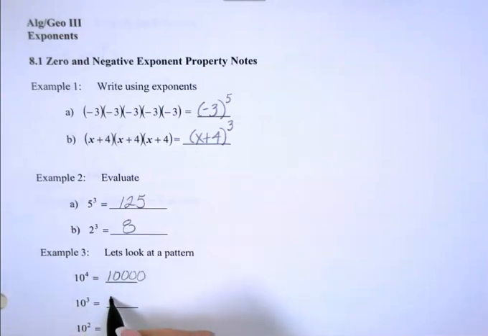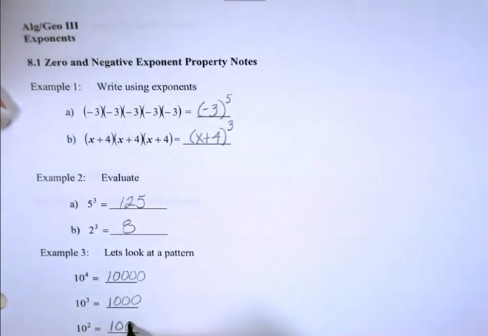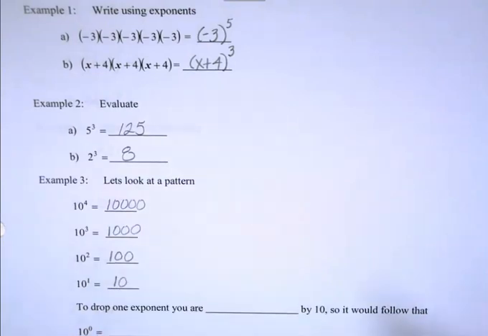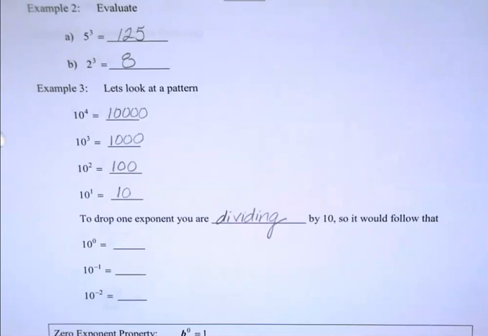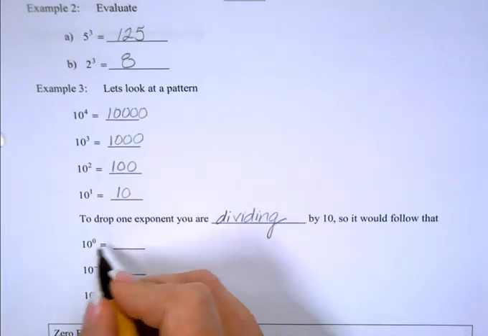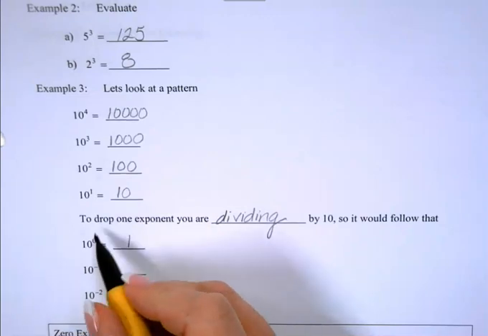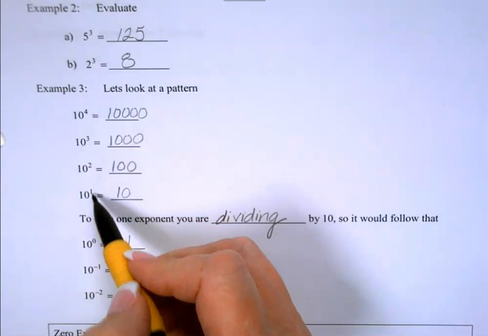10 to the 3rd is a 1 followed by 3 zeros. 10 squared is a 1 followed by 2 zeros. 10 to the 1st is just 10. And notice every time I drop a 0, I am dividing by 10. So it would follow that 10 to the 0, if I divide 10 by 10, I'd get 1. And then if I continue my pattern, I went 4, 3, 2, 1, 0.